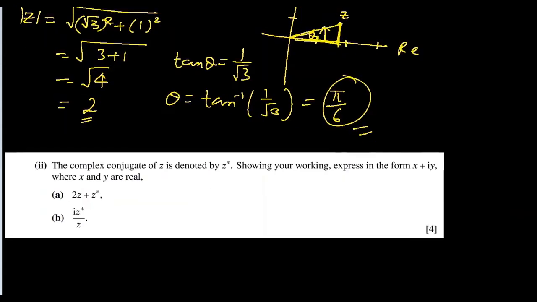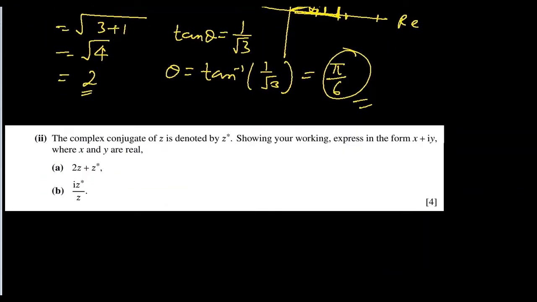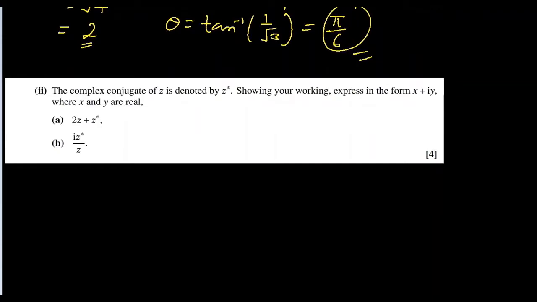Second part. The complex conjugate of z is denoted by z star. Show your working. Express this in x plus iy form, where x and y are real. So let's focus on 2z plus z prime first. Let me write here only: 2 times z, z is square root 3 plus i, plus z prime, which is square root 3 minus i.